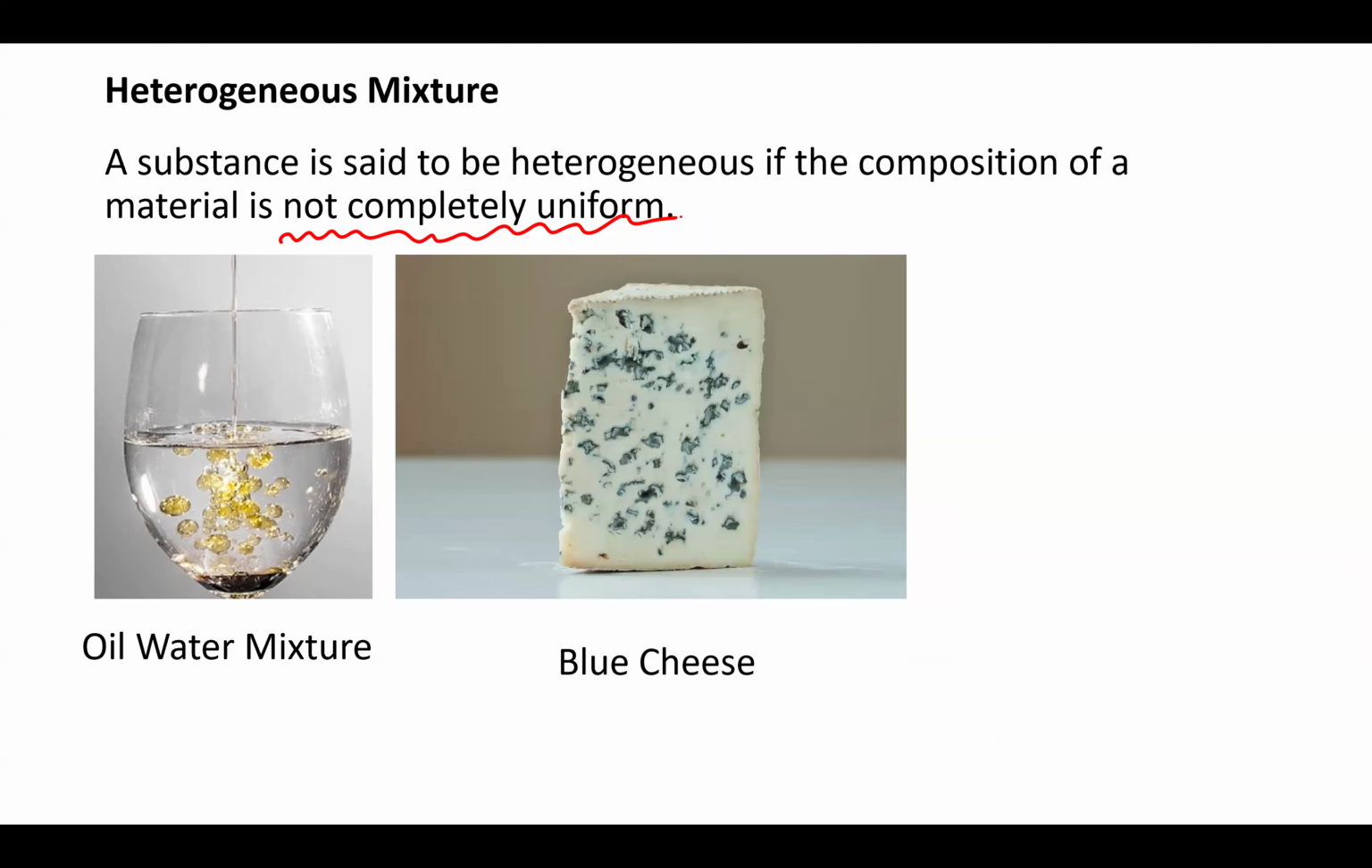What about blue cheese? There is cheese and then there's some blue stuff in there, right? You can see there is obviously a distinct separation between them, yes? The blue part and the white cheese part. So that's why we call it heterogeneous.